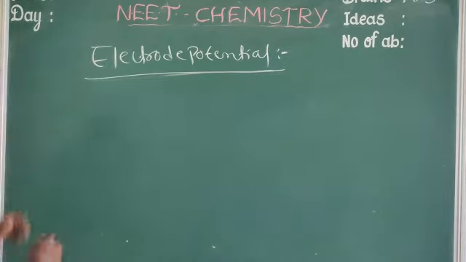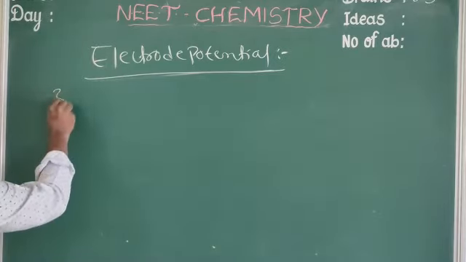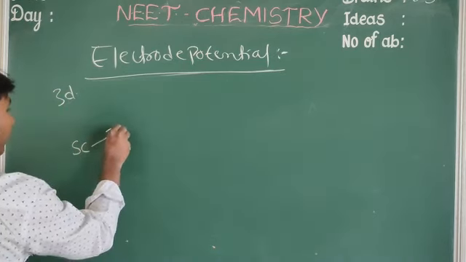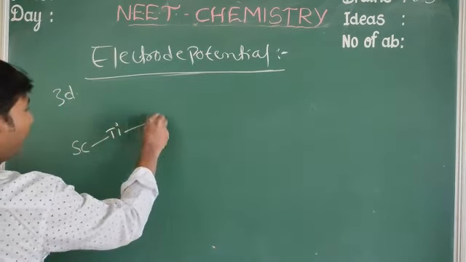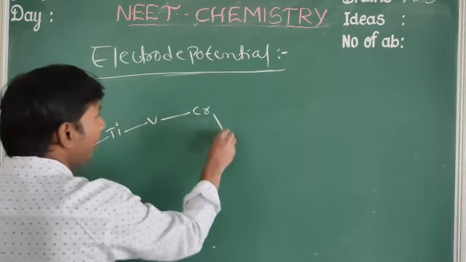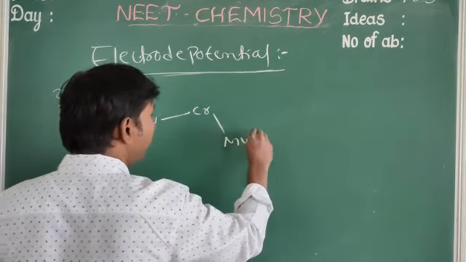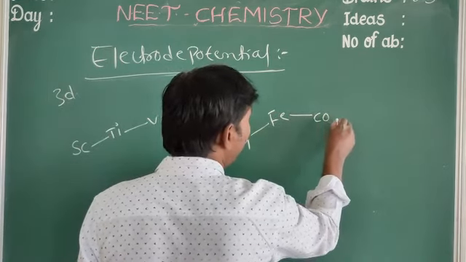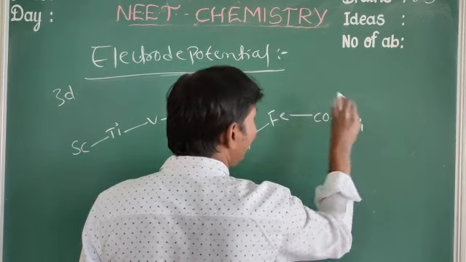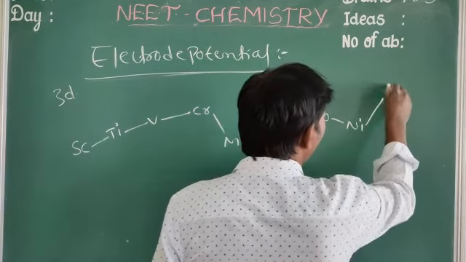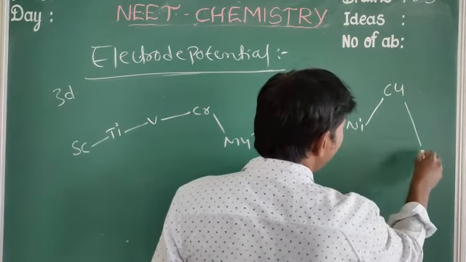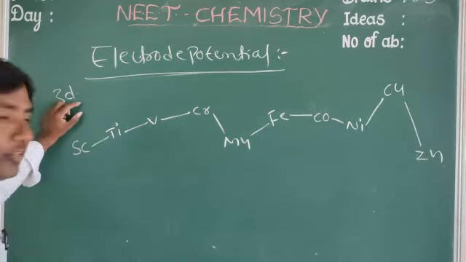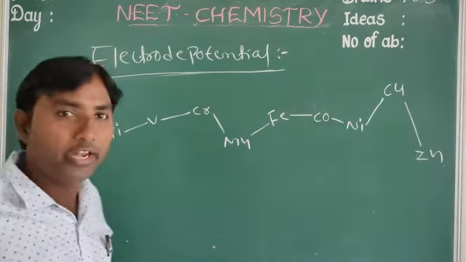If we observe the electrode potential values of the 3d series, from scandium to titanium it increases, then titanium to vanadium, vanadium to chromium. Again manganese decreases, then iron, then cobalt a little bit, nickel a small amount decreases, again copper more, then zinc is very less. This is the electrode potential trend in the 3d series.